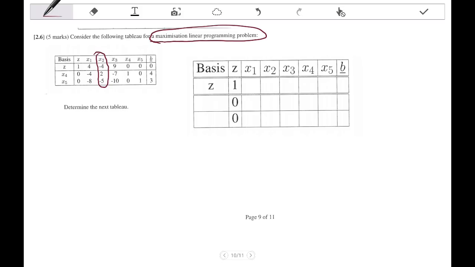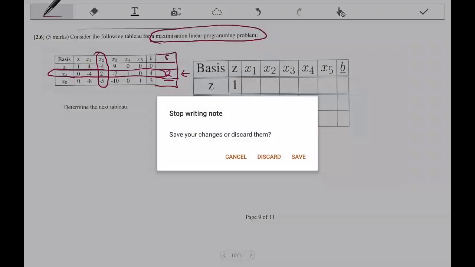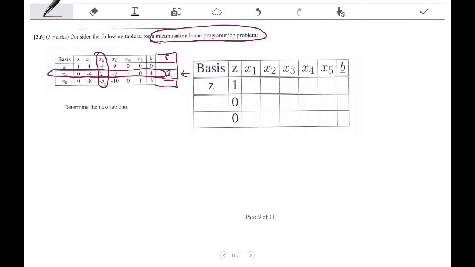Then after that, do the ratio. The ratio here: 3 divided by -5 is negative, so we don't take negatives. Then you get 4 divided by 2, which is 2. Therefore, we consider this one as the smallest ratio. When the pivot column and the pivot row meet, call that number the pivot element. So our pivot element here is 2.